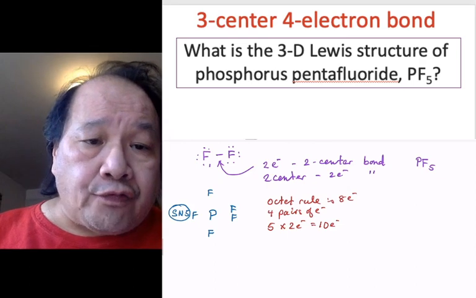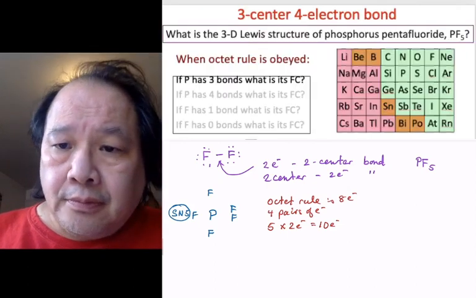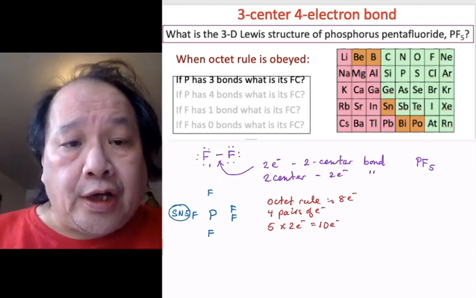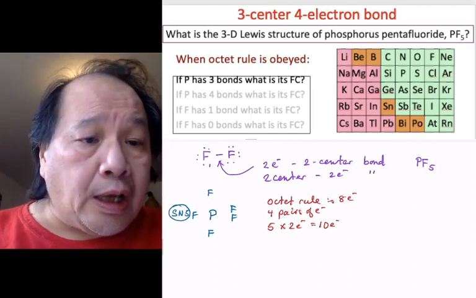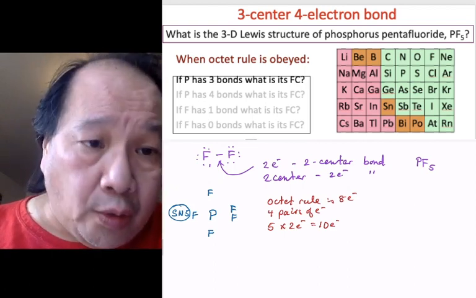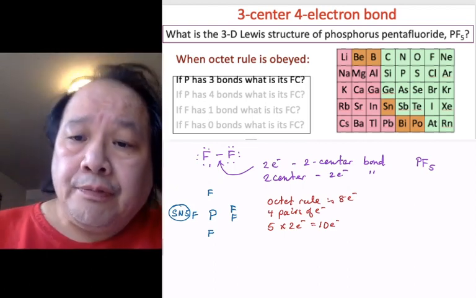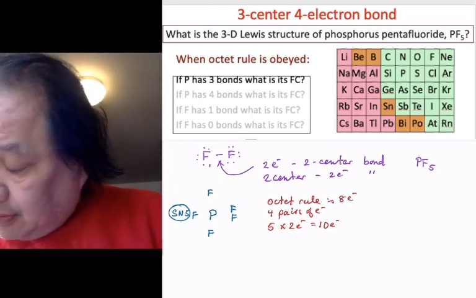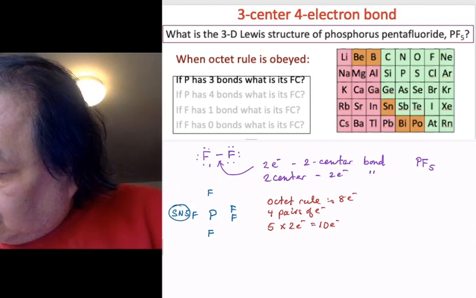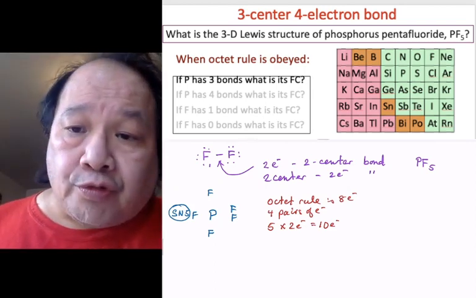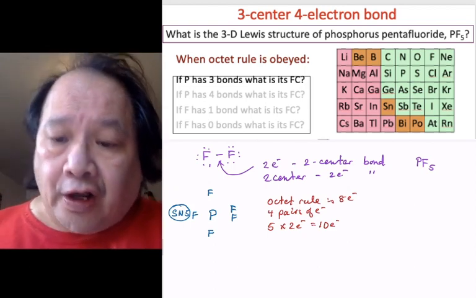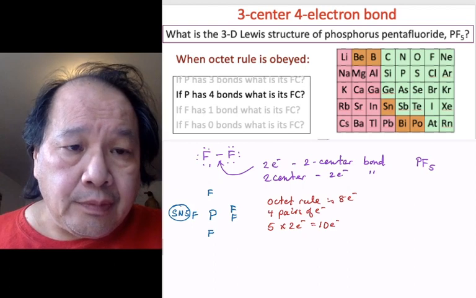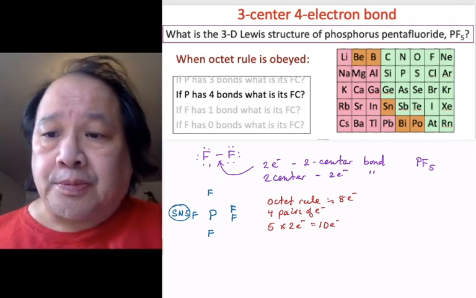The first technique is to look at formal charges. So, when the octet rule is obeyed, and this molecule will obey the octet rule, because main group atoms always obey the octet rule whenever they can. When phosphorus has 3 bonds, what's its formal charge? Put it in chat. When phosphorus has 3 bonds, its formal charge is 0. When phosphorus has 4 bonds, what's its formal charge? Put it in chat. When phosphorus has 4 bonds, it's behaving like silicon.